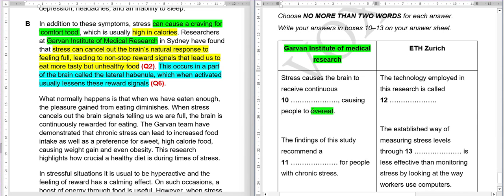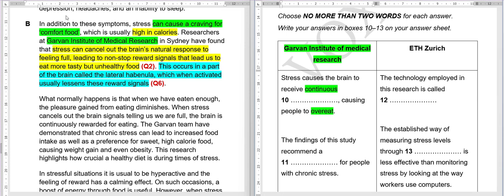Now, we will read the question. Stress causes the brain to receive continuous something causing people to overeat. So we have to find what stress causes the brain to receive continuously. The brain is receiving something continuously, and because of this continuous receiving of this particular thing, people tend to overeat.